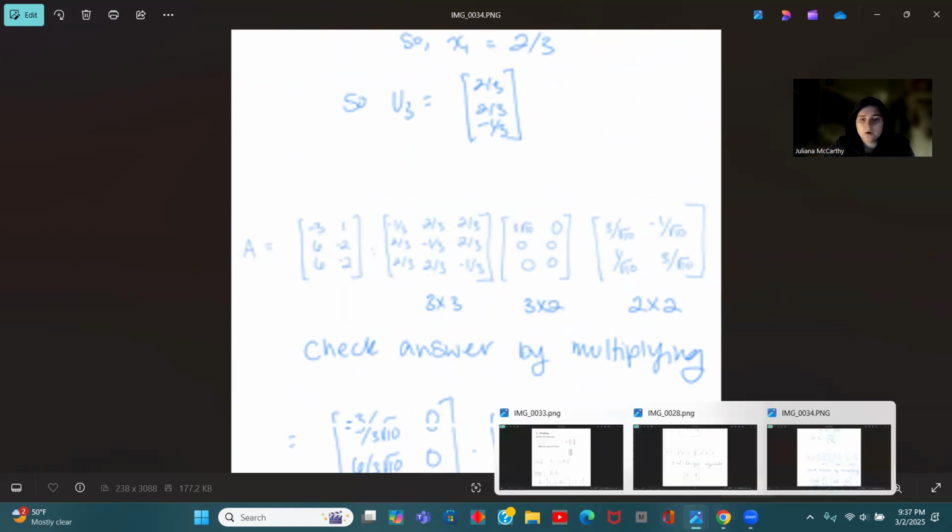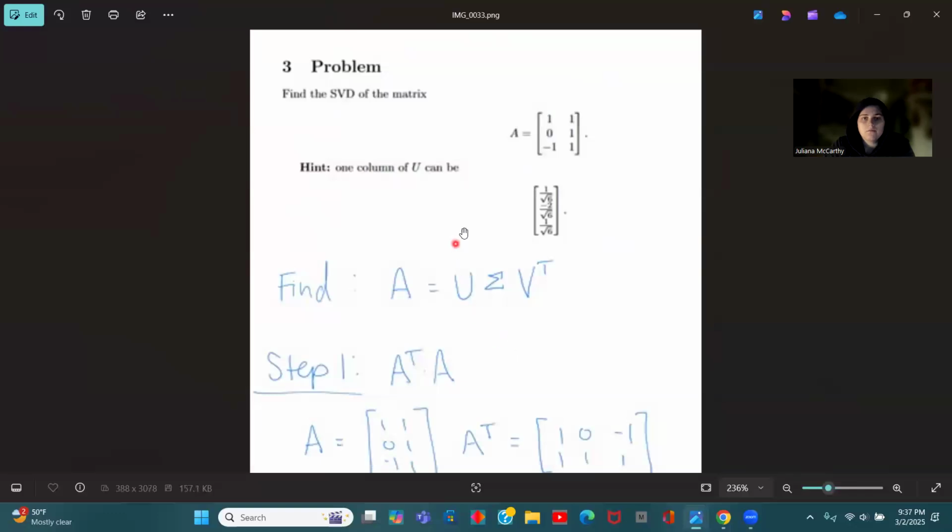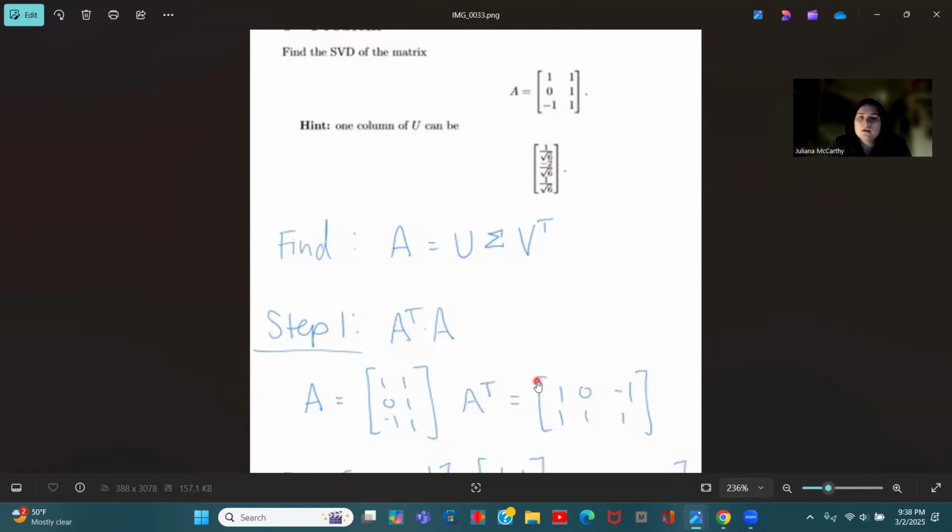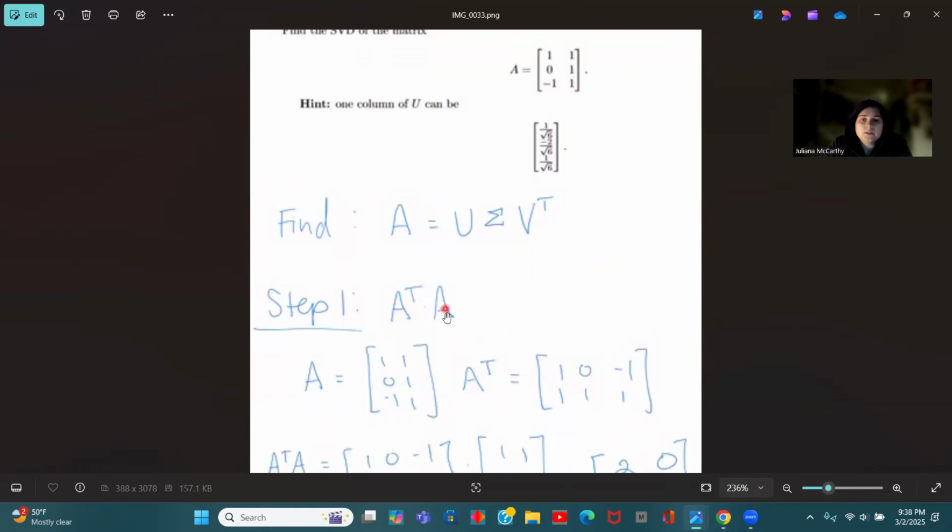And we're going to do one more of those problems. So this is our last problem. It is another singular value decomposition of the given matrix. This time, they give us one column of u as a hint. And so we're just going to do the same process as we did before. We have A, but it's a 3 by 2. To be able to find eigenvalues or anything, we need it to be a square matrix. So we do A transpose times A.